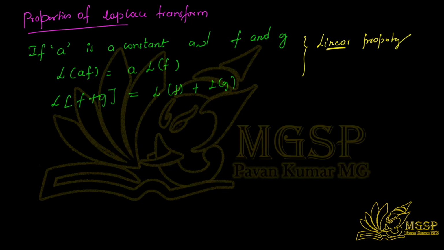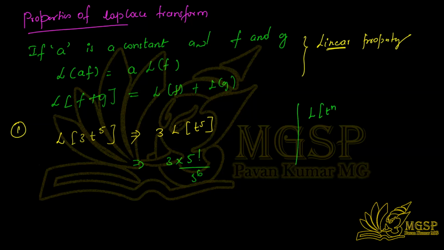Okay. Now let's solve one example related to this, so you'll get more clarity. Suppose Laplace of 3 times t power 5. How can we write this? 3 is a constant, so we can take 3 out: 3 times Laplace of t power 5. So t power 5 becomes 3 into 5 factorial divided by s power 6. There is a formula: Laplace of t power n is equal to n factorial divided by s power n plus 1. You have to keep this formula in mind.